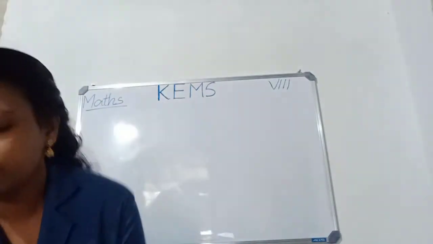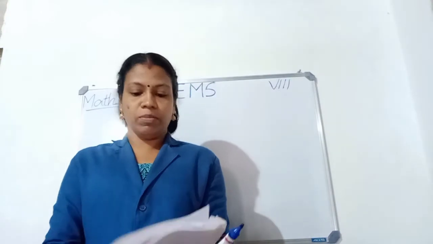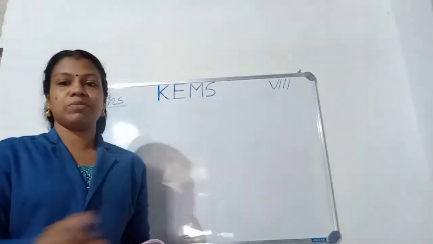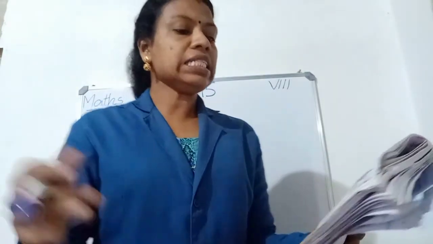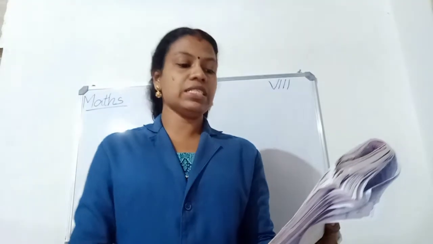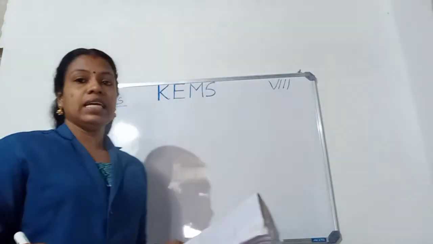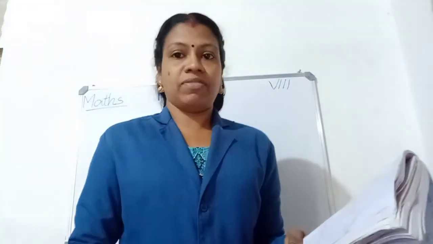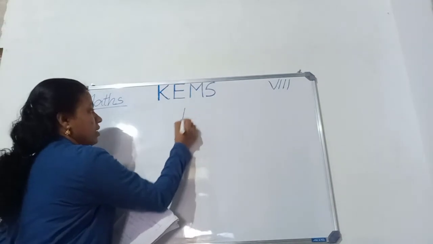Okay. I read the question. I am not writing the question on the board because there is not enough space. The question is, find a Pythagorean triplet in which one member is 12. Find a Pythagorean triplet in which one of the members is 12.